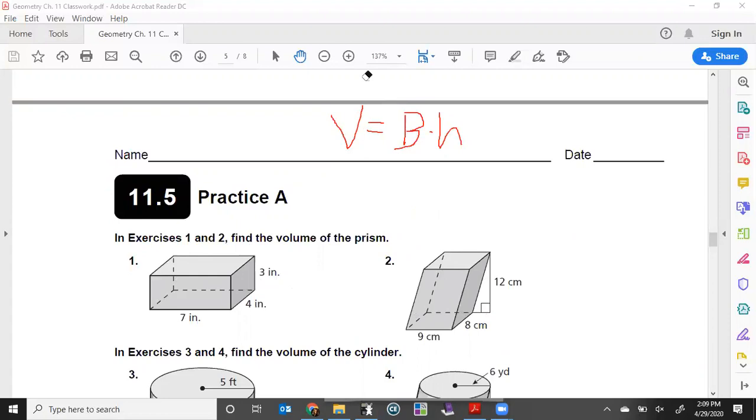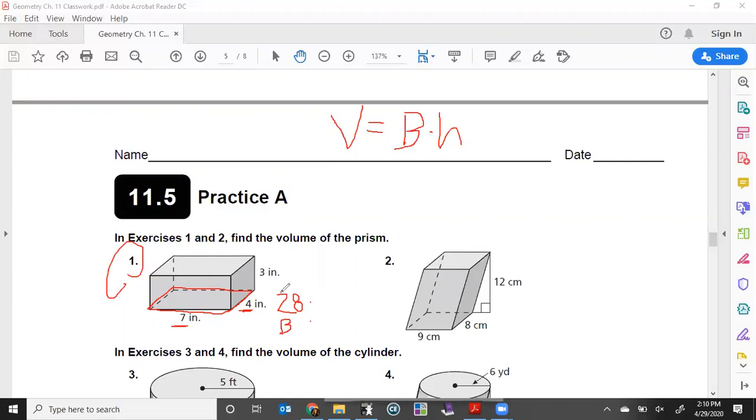Well, how do I find the area of the base? Well, for number one, the base is a rectangle. This right here, there's my base. It's a rectangle. A rectangle is base times height. So we're going to say 7 times 4. What's 7 times 4? 7 times 4 is 28. There's my base.